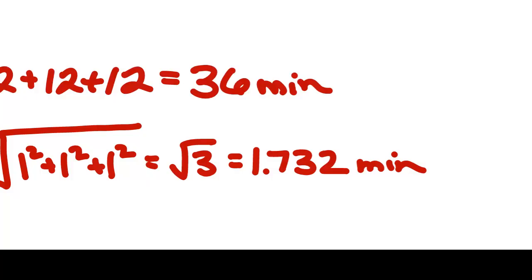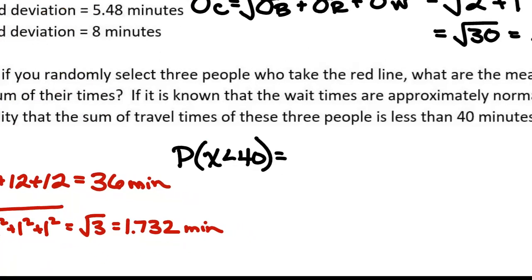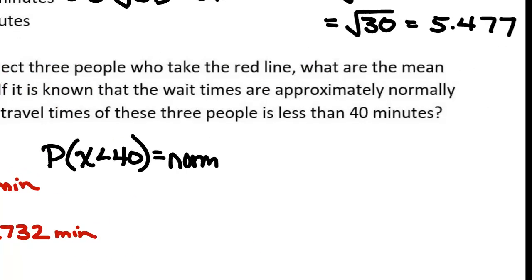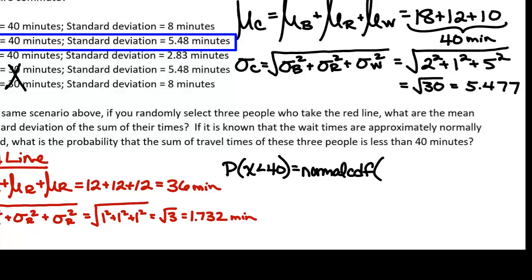It said that this was normally distributed. So if I want the probability that X is less than 40, we will do normal CDF. If I'm doing normal CDF, what else do I need on this problem? Anytime you see normal, what do I need? I need a picture. Anytime we're doing stuff with normal, we need a picture. I'm going to draw my picture down here.